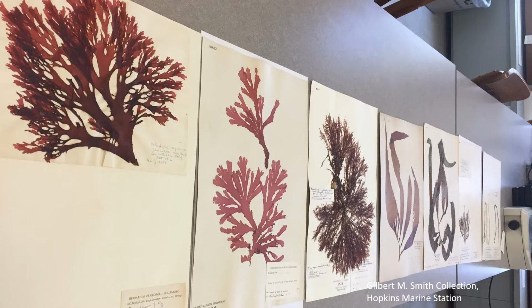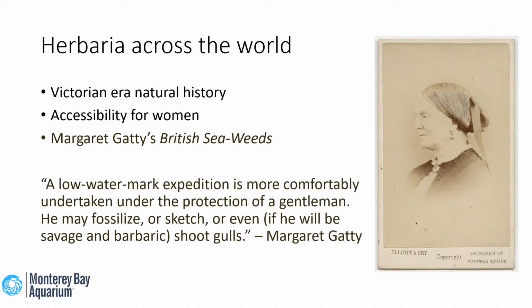Many institutions around the world have herbaria that go back to the 1800s, if not earlier, for some places in Europe. This is the collection from Stanford University's Hopkins Marine Station, the Gilbert M. Smith collection, which is right next door to the Monterey Bay Aquarium. And its collection goes back to 1892, its founding. Herbaria are housed in institutions located across the world.